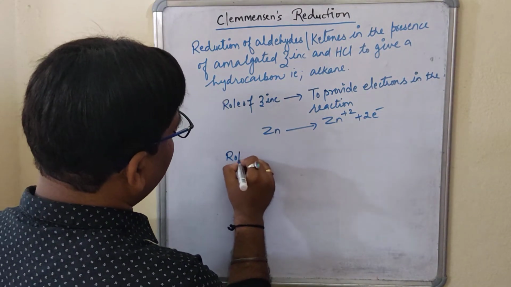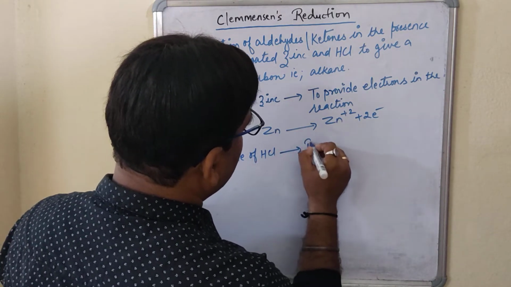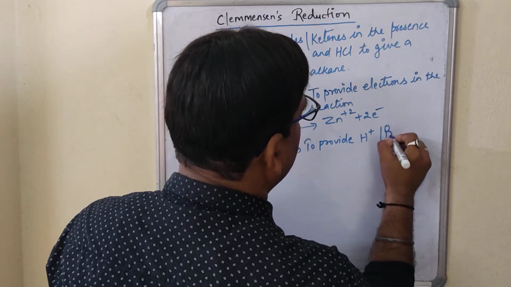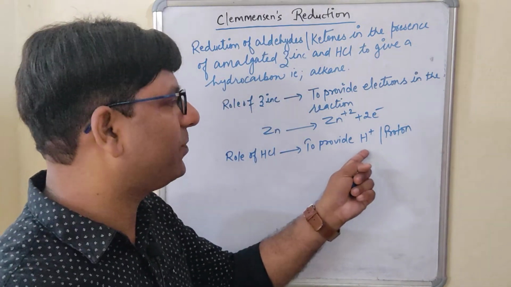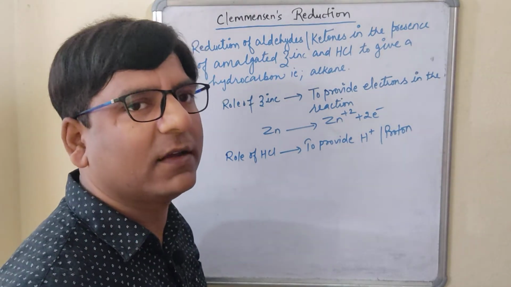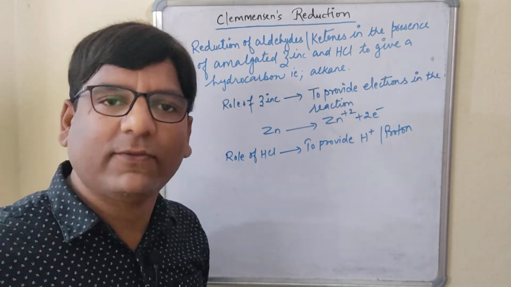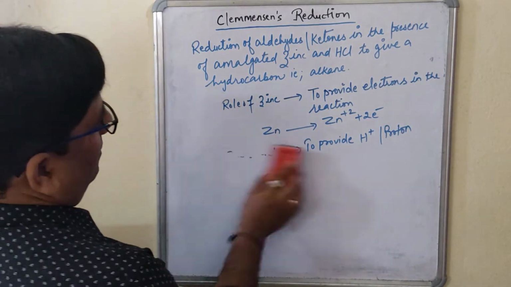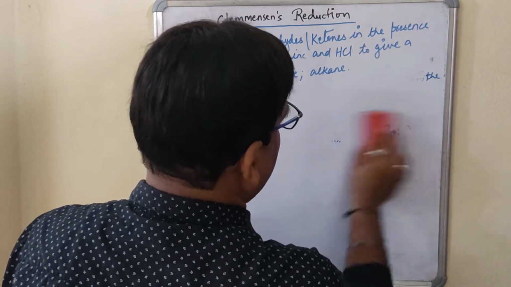Now here another reagent we are using, that is the HCl. So here the role of HCl is to provide H plus or proton. It will carry out the protonation. Okay, protonation means addition of H plus. H plus means proton, right? Now let us see the reaction, students, and then followed by we will see the mechanism of it. I hope you have understood this.